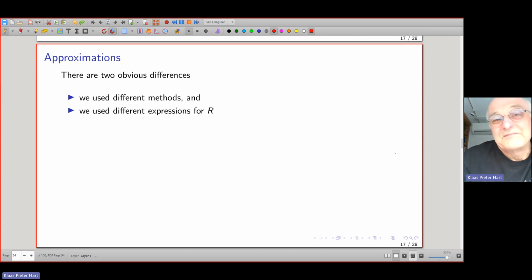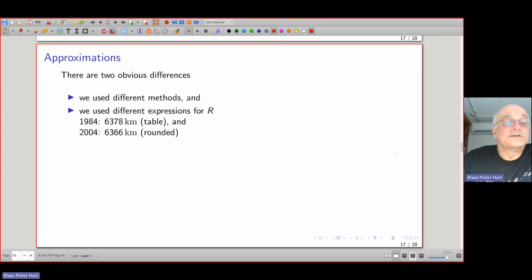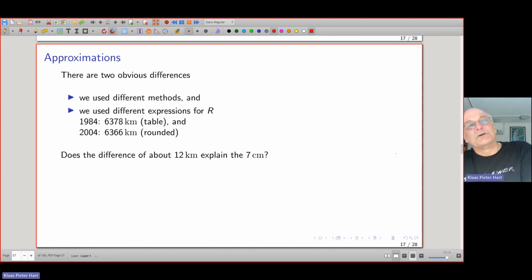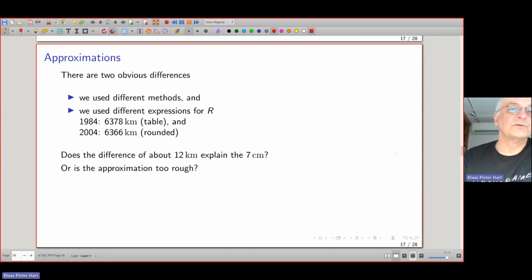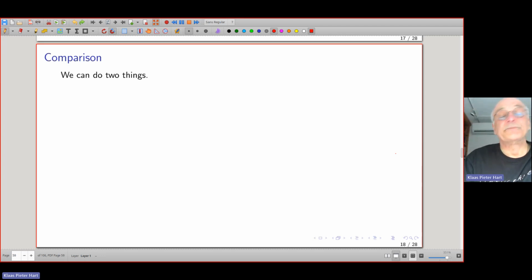The other thing is, we did use different values for r, so that might also be a cause for different results. Here is the difference between our radius and the radius of 1984. It's about 12 kilometers difference. Again, in the grand scheme of things, not very much, but still. Is it the 12 kilometers that explains the 7 centimeters, or is it the rough approximation that suddenly adds 7 centimeters to the answer? We'll see.